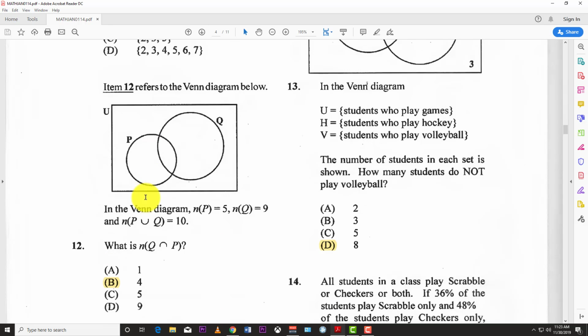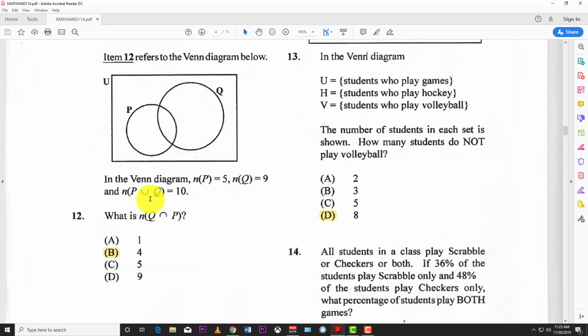Number 12, and it refers to the Venn diagram here. What is n of Q intersect P? And the best answer here is B, 4. Taking note that in the Venn diagram, n(P) equals 5, n(Q) equals 9, and n(P union Q) equals 10. You have to look at the diagram and make the proper choice, and the answer here is B, 4.